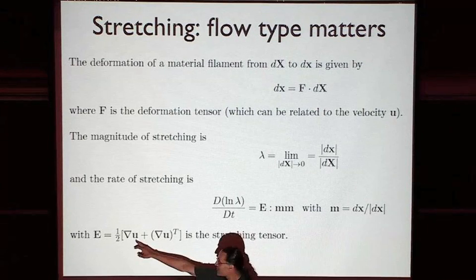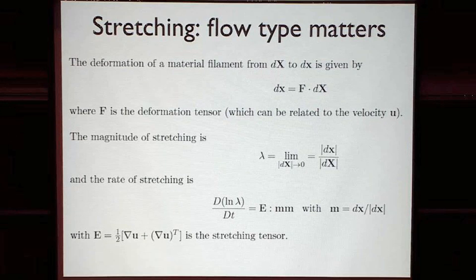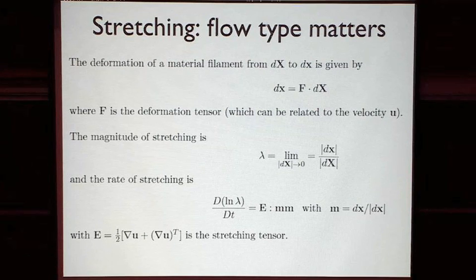Why does orientation matter? Why does the direction of velocity gradients with respect to the filament orientation matter? My arm's a filament, right? In which direction do I need velocity gradients to stretch it? If the velocity gradients were only perpendicular to it, we're not going to cause much stretching either. And so the actual expression that describes the rate of stretching depends both on the orientation of the flow with respect to the filament as well as the magnitude of velocity gradients.